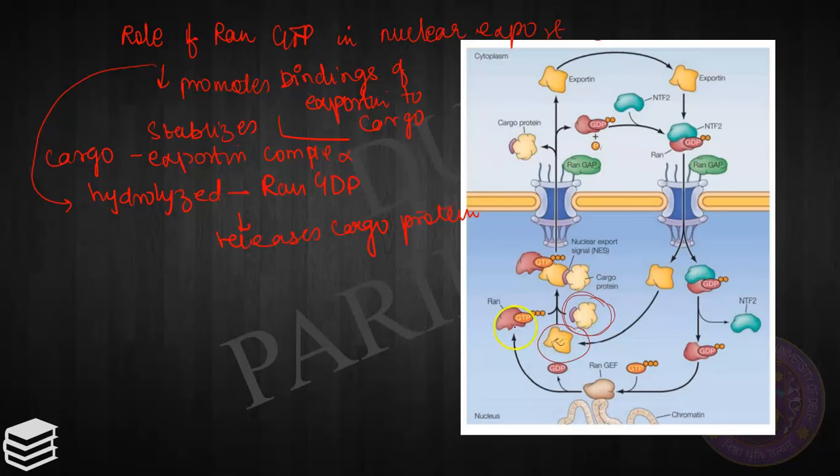This is exportin, and here we have RAN-GTP. RAN-GTP promotes what? Binding of the cargo protein and exportin into a stable trimeric complex. See, this trimeric complex will form: RAN-GTP, cargo protein and exportin. This complex travels from the nucleus through the nuclear pore complex into the cytoplasm. What will happen there? In the cytoplasm RAN-GTP will be hydrolyzed into RAN-GDP, due to which our cargo protein will be released and the exportin will be released.